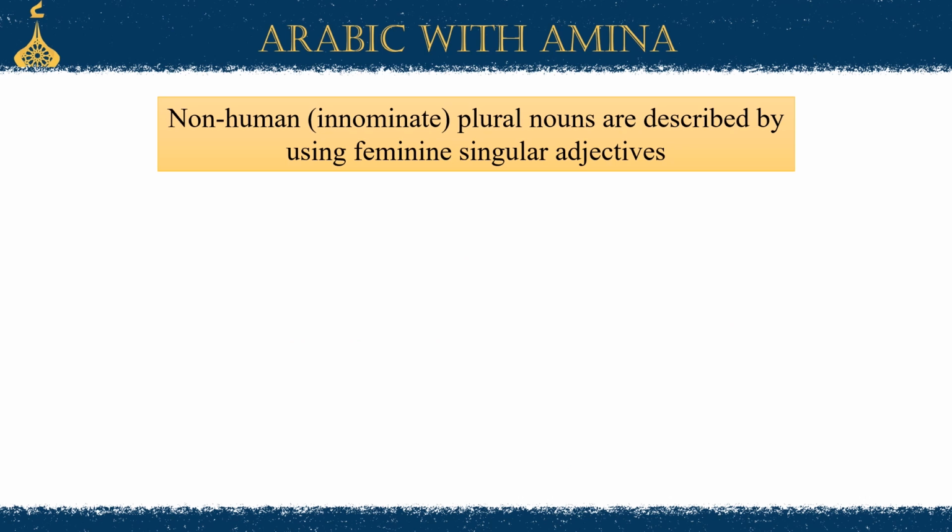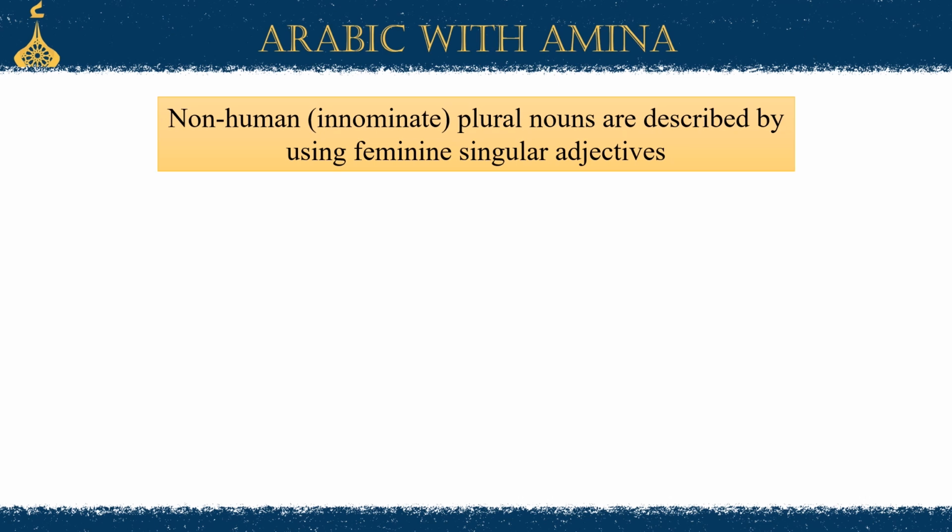Now, one exception to the adjective matching the noun in dual, plural, and singular form is that if we are talking about an innominate thing or an innominate noun. What is innominate? For anything that is not human, not alive. So when we are using the plural form, for example, saying pens or cars, the adjectives describing these words are not going to be also in the plural form. Instead, they are going to be described by using feminine singular adjectives.